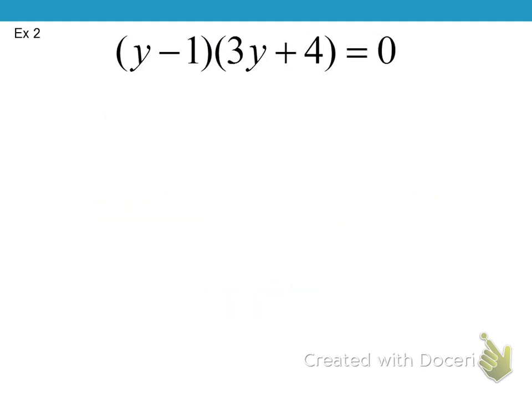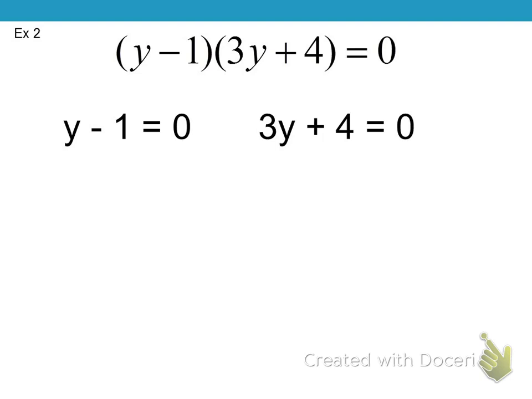All right, here's the next one. Again, the first 2 steps, in my opinion, the hardest part is already done. It already equals 0. It's already factored, written as multiplication. All we have to do is make each equation equal to 0 and solve. So I will write what on my next line? Y minus 1 equals 0.